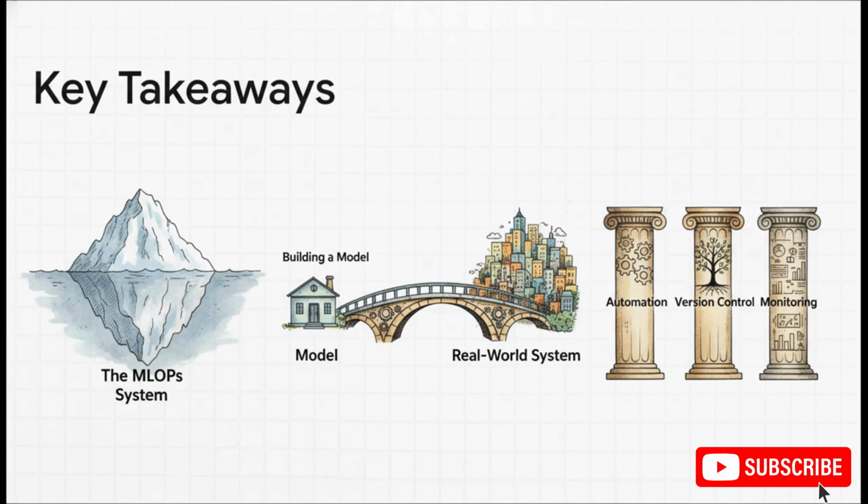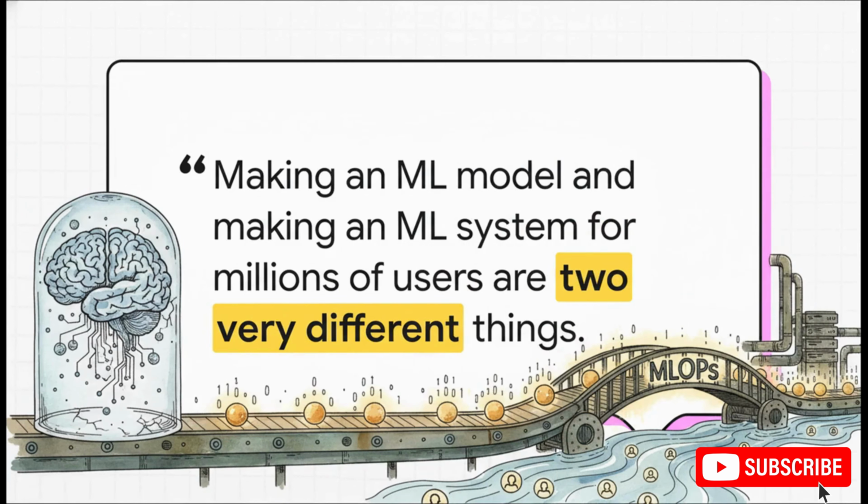So here it is, 3 things to lock in. 1. Building the model is just the beginning. It's maybe 10% of the job. 2. MLOps is the essential bridge that connects that model to the real world. And 3. The whole system relies on automation, version control, and monitoring. You need the whole kitchen, not just the recipe. And if you only remember one thing from all of this, let it be this. Machine learning only works in the real world when MLOps is strong, period.